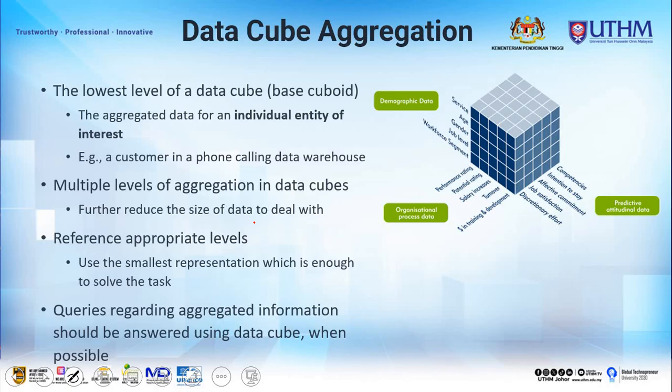Queries regarding aggregated information: when possible, answer queries using pre-aggregated data from the data cube. Example, instead of calculating the total sales for a product category across all the stores, use the pre-computed aggregate stored in the data cube.